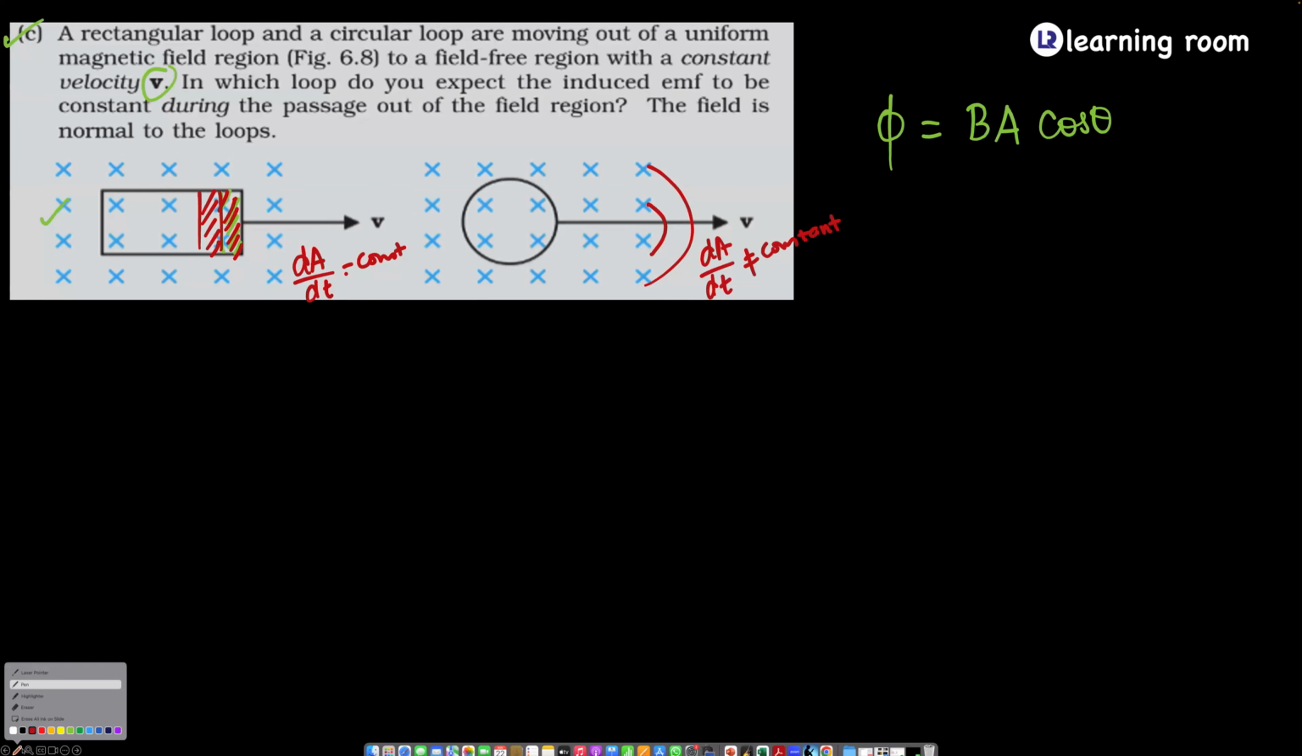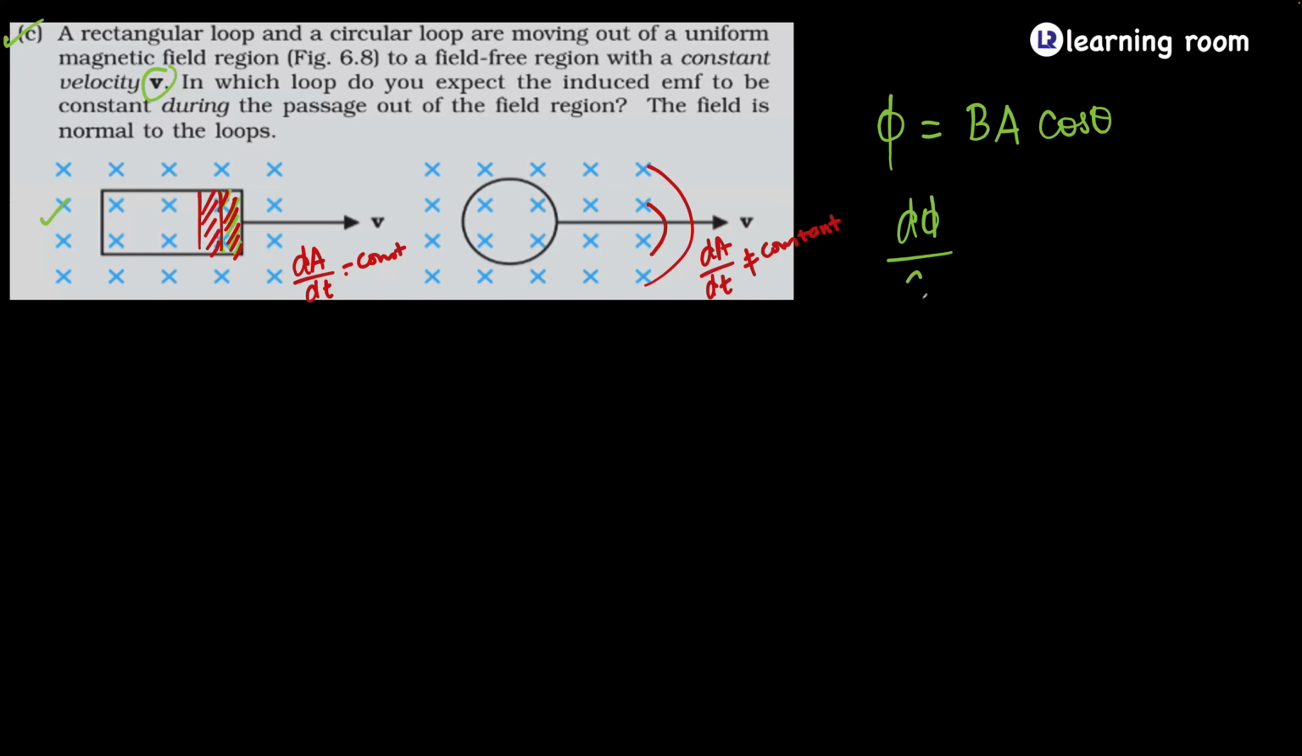Because flux is equal to BA cos theta. So if I differentiate on both sides, I'll get d phi by dt is equal to, which parameters are constant? B is constant and theta is constant. So I can take out B cos theta outside. I will differentiate A, so it is going to give me dA by dt. So the rate at which the flux is changing is decided by the rate at which the area is coming out. So now read the question carefully, you'll be able to understand.